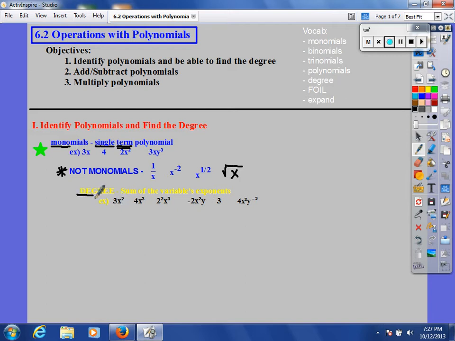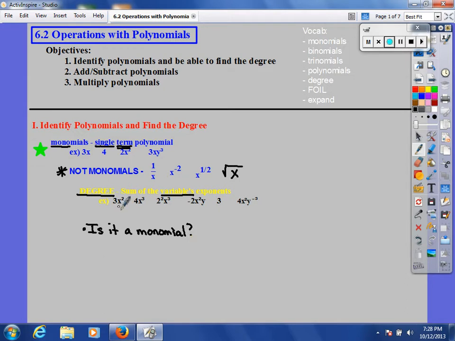Now, when we talk degree, what we're talking about for a monomial is the sum of the variable's exponents. Now, notice I said variable's exponents, not just the sum of the exponents. It's the sum of the variable's exponents. So if you take a look here, the first question we got to figure out is, is it a monomial? That's really what you've got to decide first. If the answer is yes, it has a degree. If the answer is no, it doesn't have a degree.